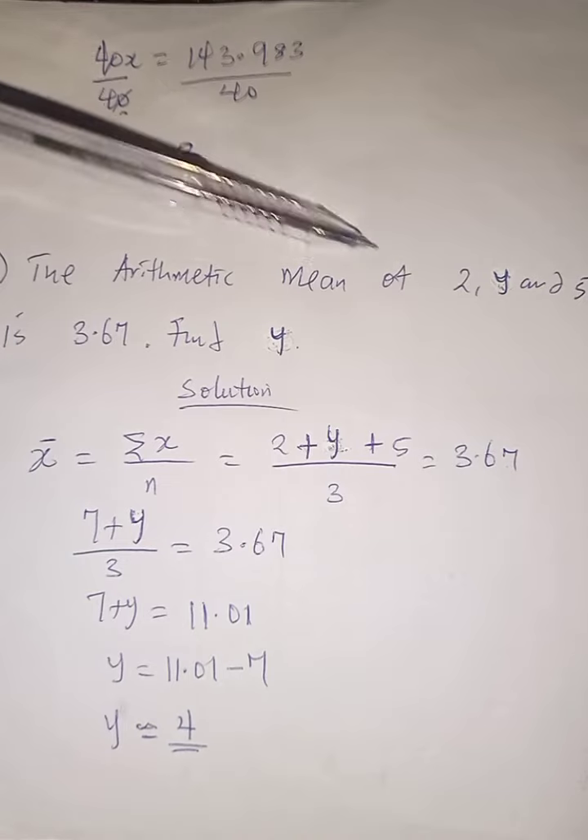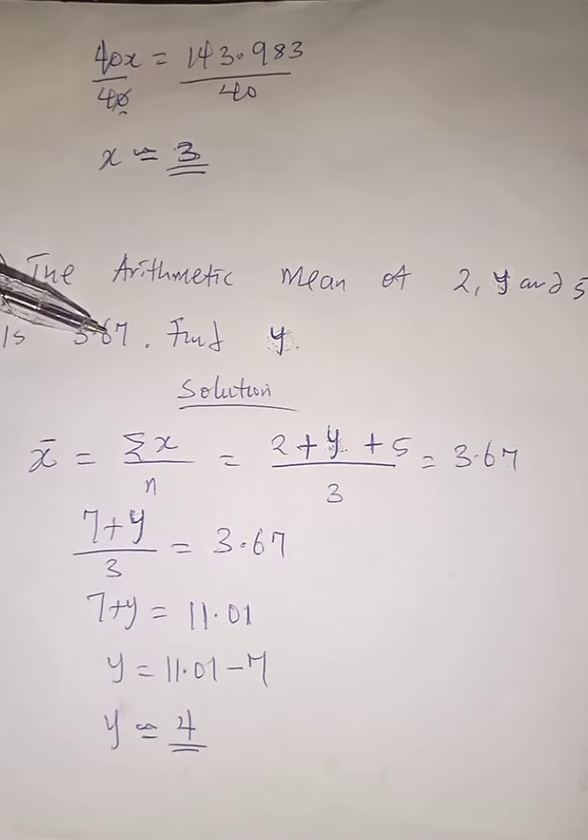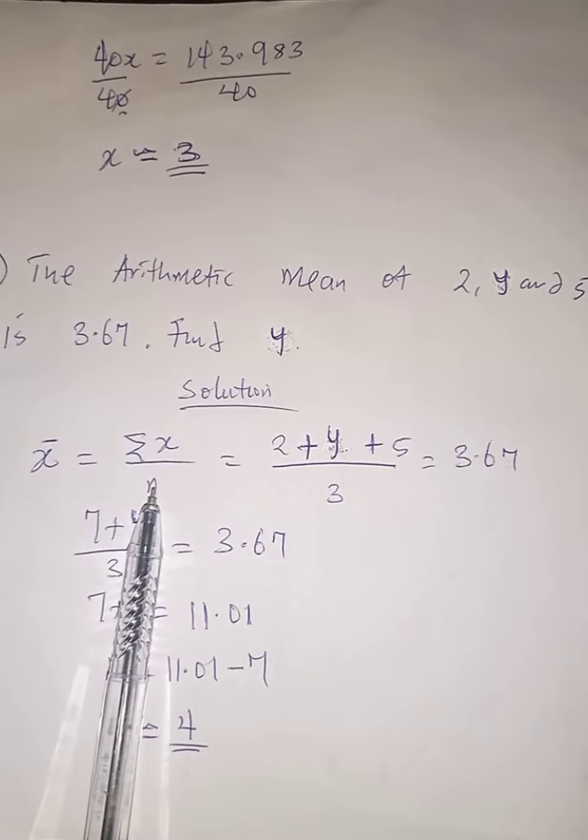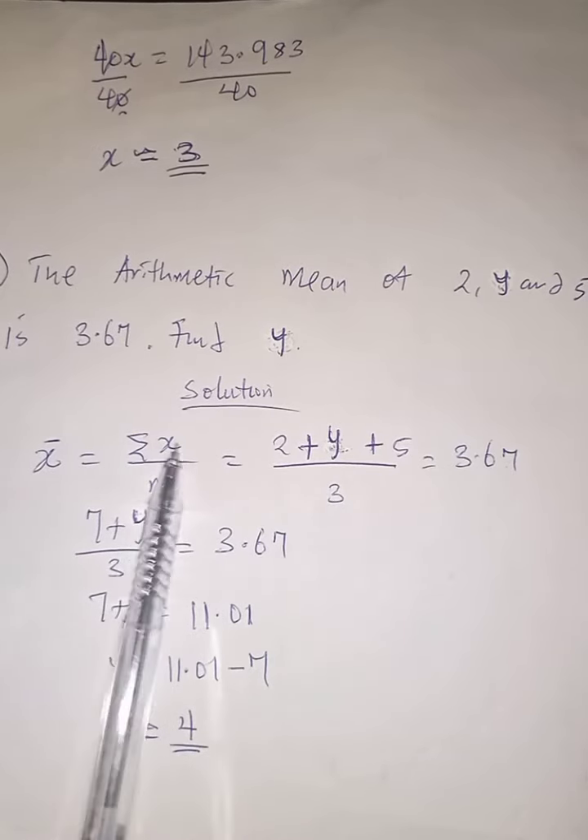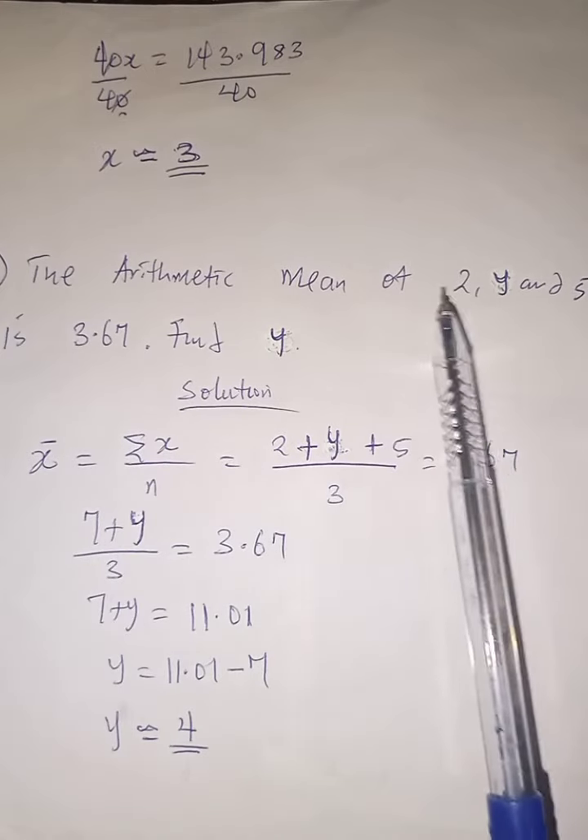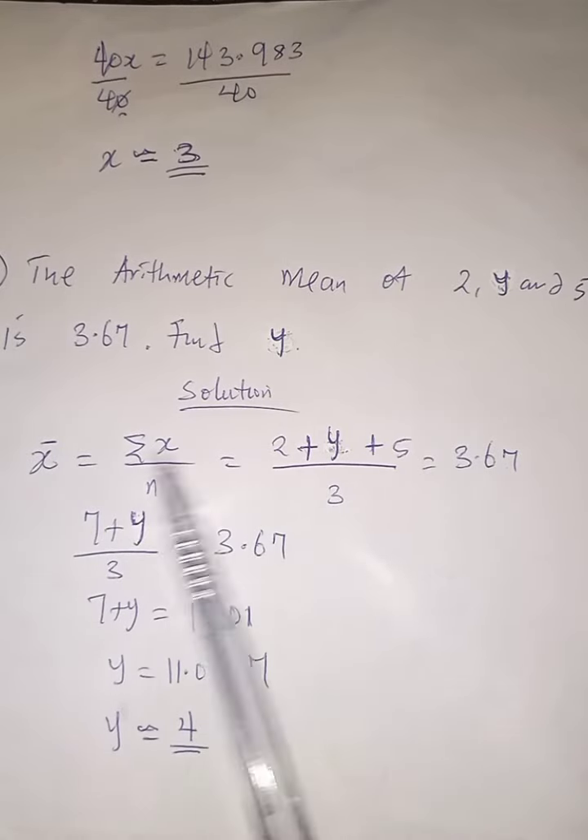The arithmetic mean of 2, y and 5 is 3.67. Find y. That is the question. So remember that arithmetic mean is when you sum up the data divided by the total number of data. So let's sum up the data. Now we are having 2, y and 5, 3 data. We have 1, 2, 3. So the number of data is 3. So n is 3.